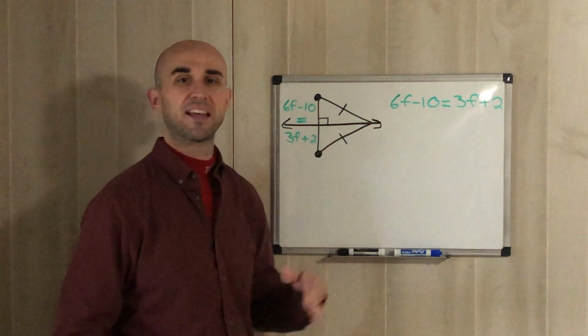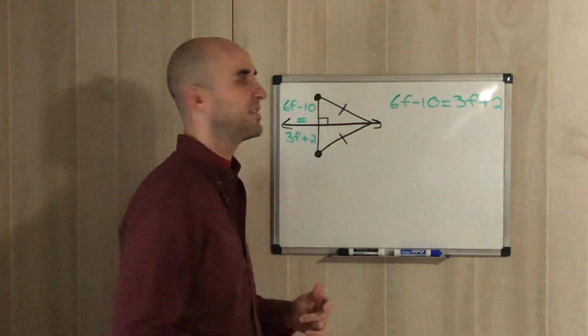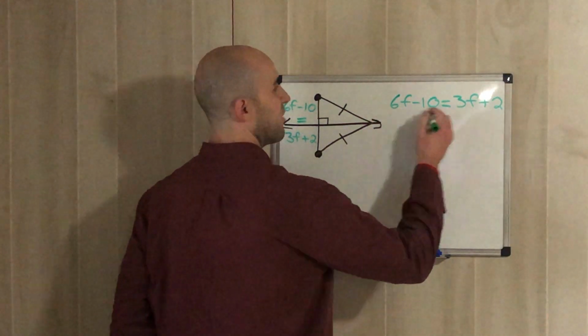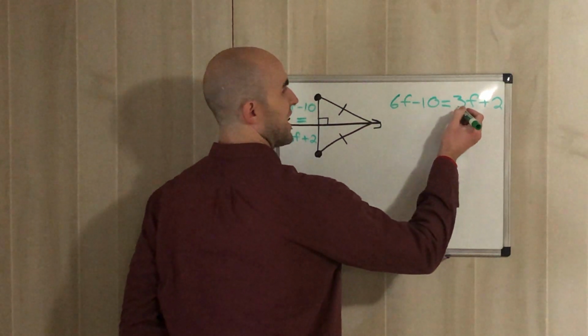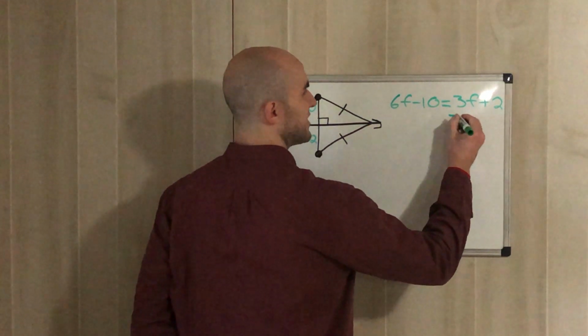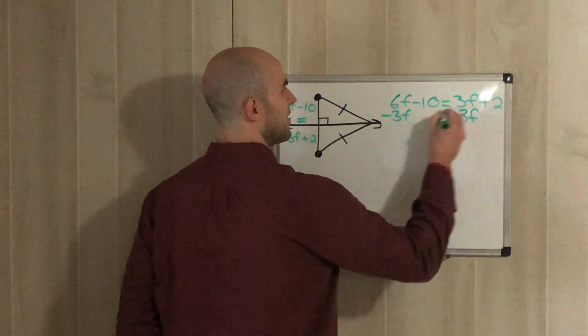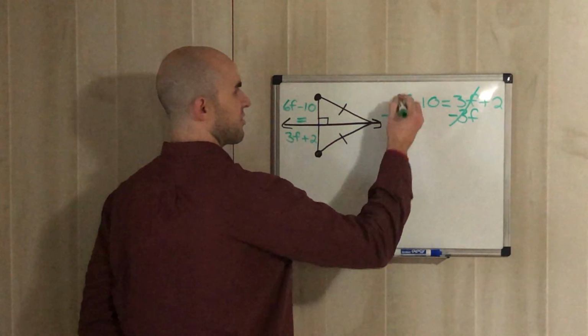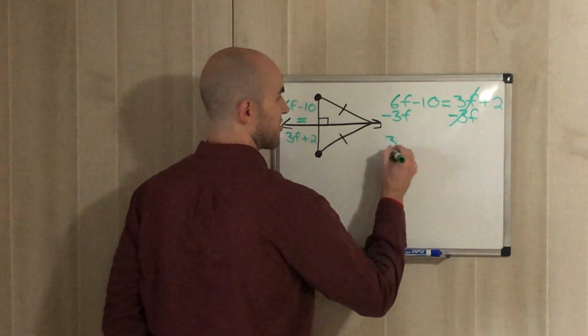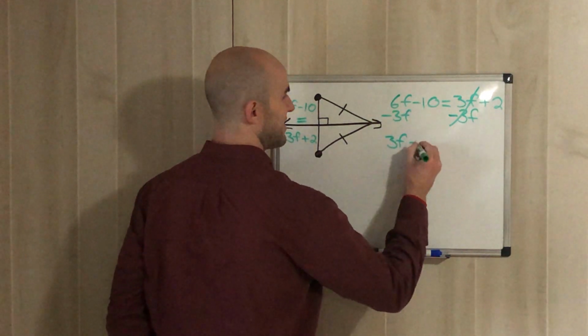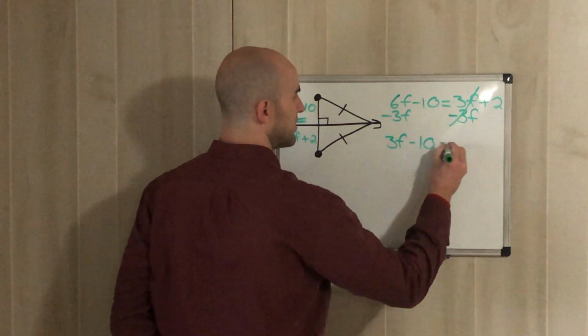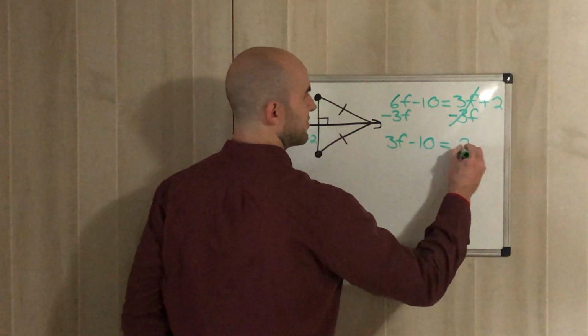And once you get this, again, always learn the trick. Get rid of the smallest variable. Smallest variable here would be the 3f. 3f is positive. Opposite of a positive is a negative. 3f minus 3f, right? The 3f's cancel. 6f minus 3f gives us 3f minus 10 equals 2.